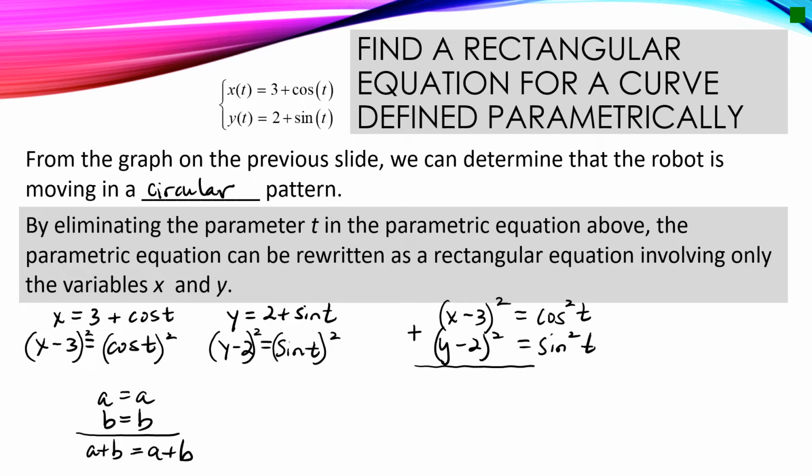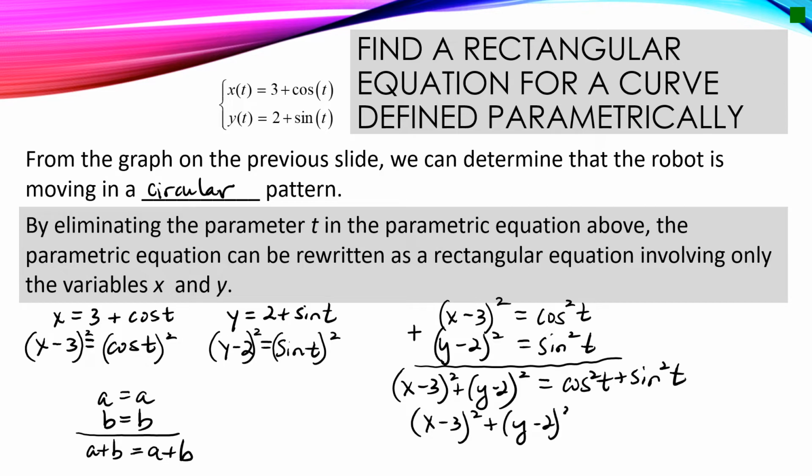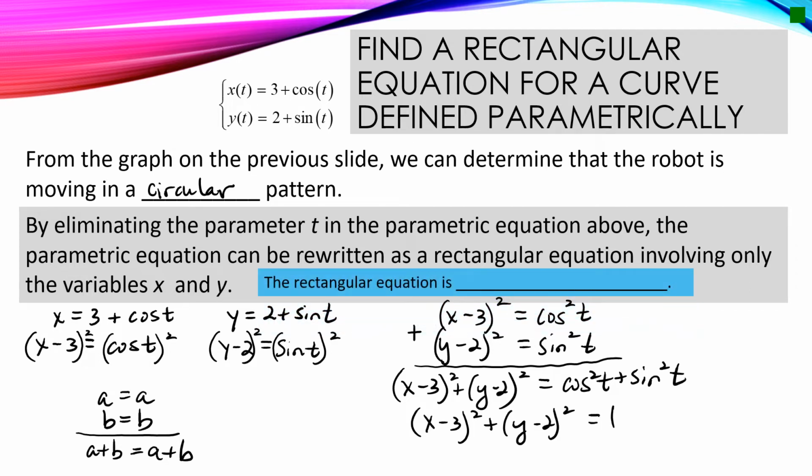Because they both equal each other, I'm going to add them, and that gets me x minus 3 to the second power plus y minus 2 to the second power, and that's going to equal cosine squared t plus sine squared t. Now, we have the Pythagorean identity, and so we're going to say x minus 3 to the second power plus y minus 2 to the second power equals 1. So the rectangular equation, which simply means that the only thing in this equation are x's and y's, is x minus 3 squared plus y minus 2 squared equals 1. That certainly doesn't look like anything involving lines. In fact, with the square, I think of more a curve motion.